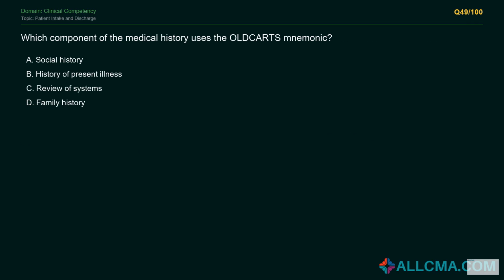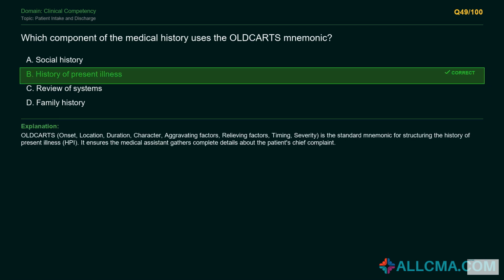Question 49. Which component of the medical history uses the old CARTS mnemonic? Option A, social history. Option B, history of present illness. Option C, review of systems. Option D, family history. The correct answer is B.